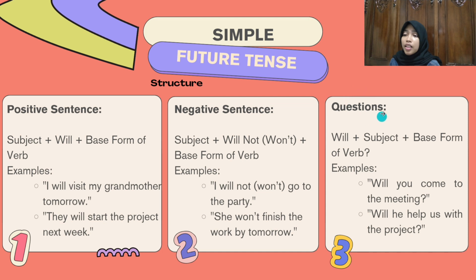And then in question sentence, we use will plus subject plus base form of verb. With examples, will you come to the meeting? Will plus you as a subject and base form of verb in here is come. Okay, next. Will he help us with the project? Will plus he as a subject and base form of verb in here is help.